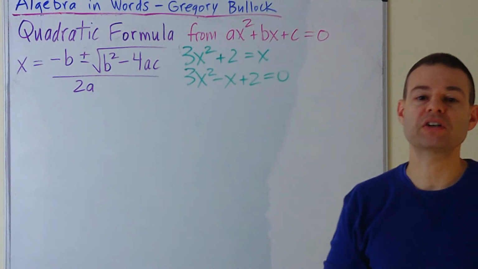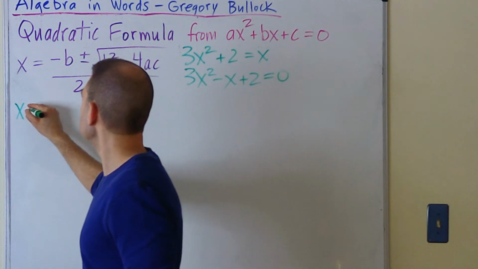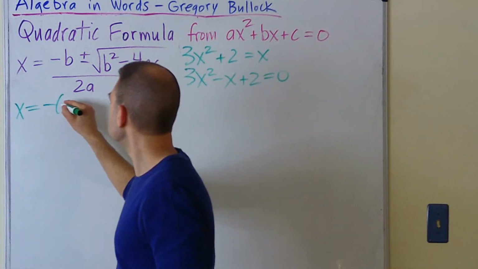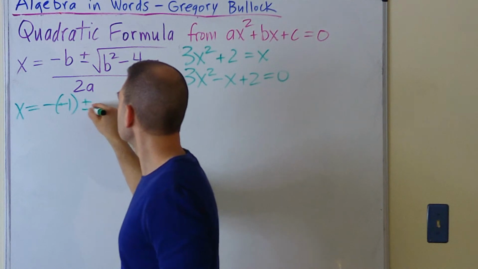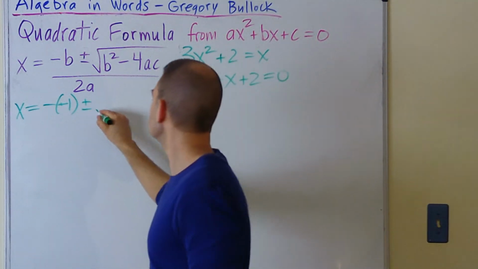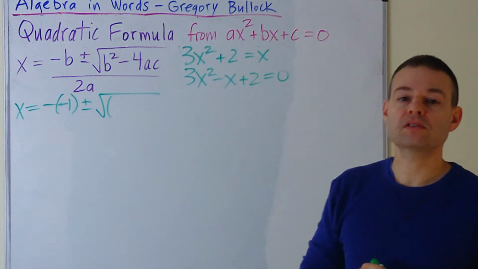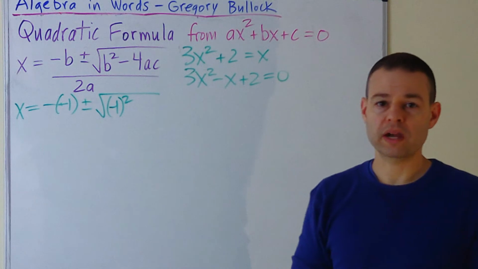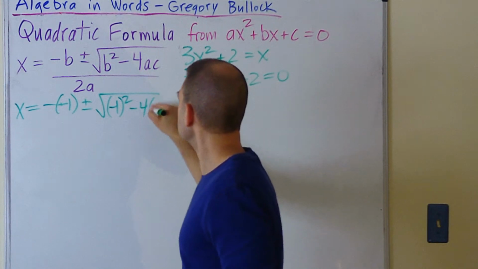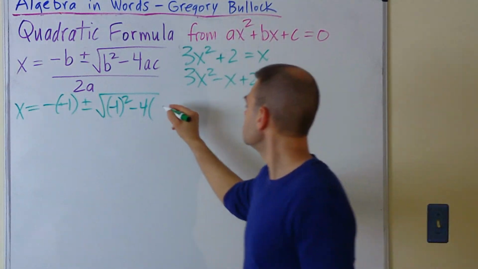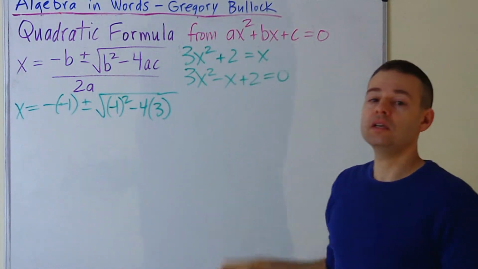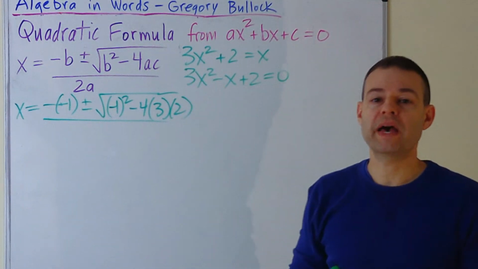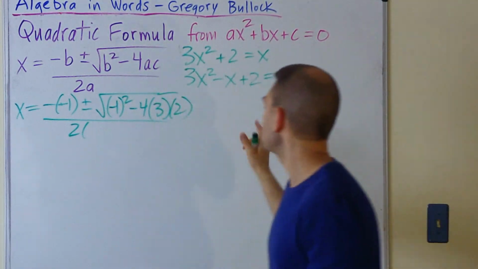Now we'll plug into the quadratic formula. X equals negative b, which is negative 1, plus or minus the square root of b squared, and b is again negative 1. That's squared, minus 4 times a, which is 3, and c, which is 2. And that's all over 2a. So 2 times a, which is 3.